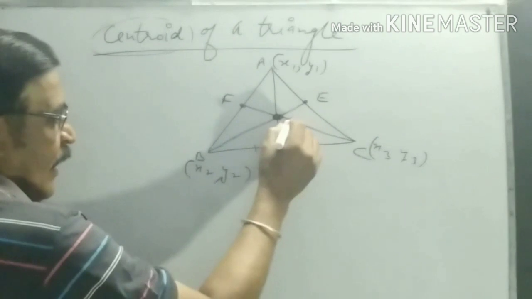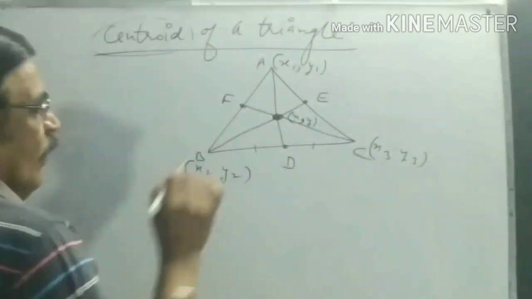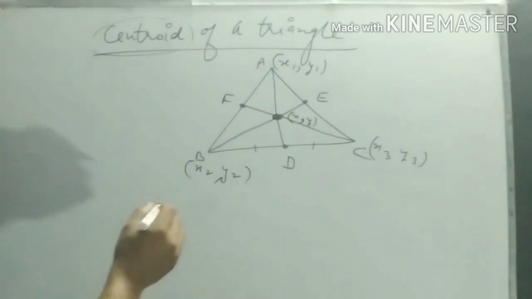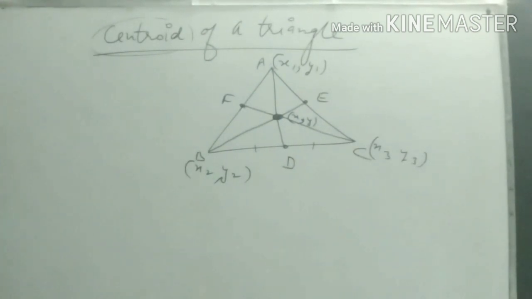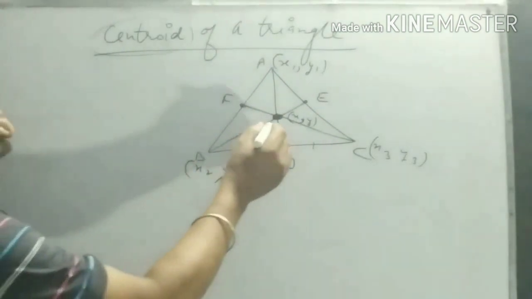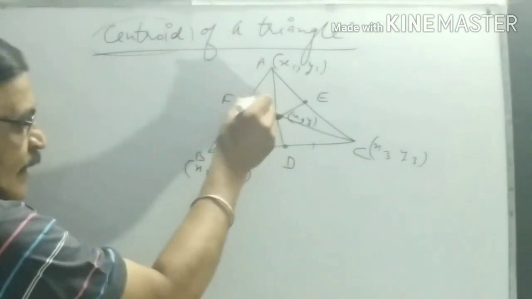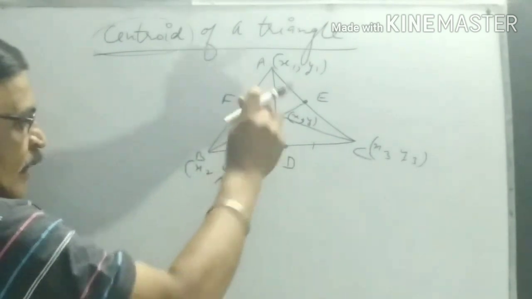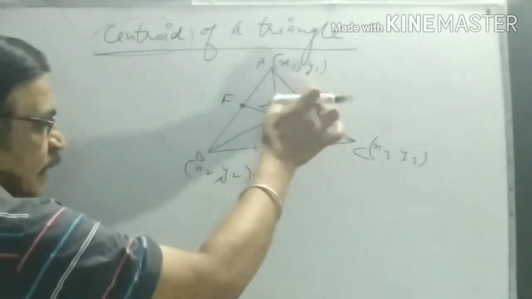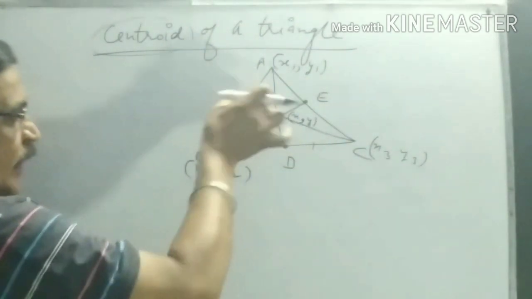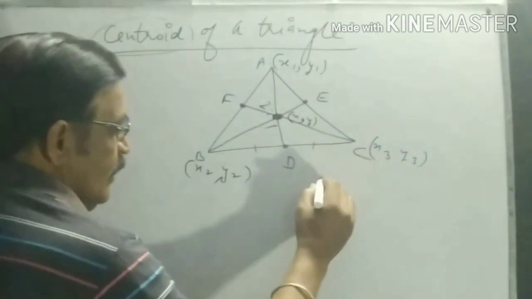Suppose its coordinates are x, comma y. These are the coordinates of centroid. Now, what is the duty of centroid? It does some job. And what is that job? Centroid actually divides the median into two parts such that 2 is to 1. This is 2 units, this is 1 unit. This way, we are supposed to find the centroid.